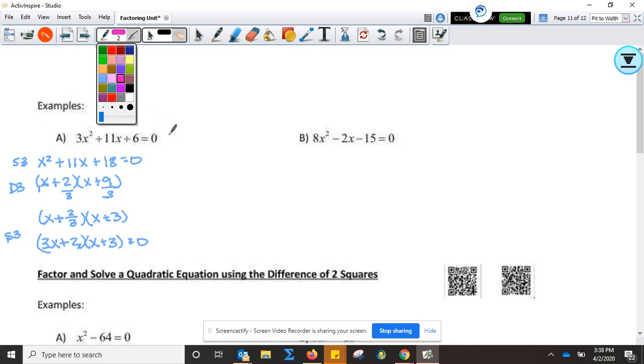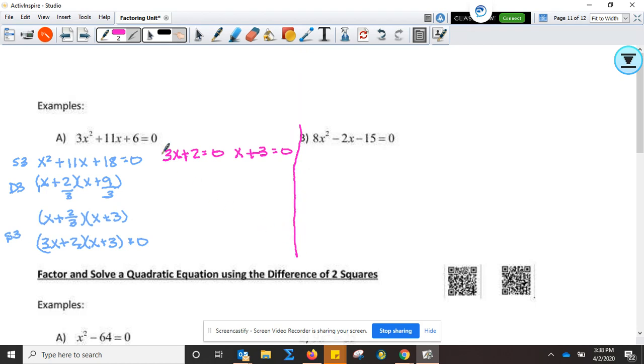So I'm going to set each one of those equal to 0. So 3x plus 2 equals 0, and x plus 3 equals 0. All right, subtract 2. I get 3x equals negative 2. X equals negative 2/3. Okay, over here, subtract 3. X equals negative 3. So your solution would be negative 3 comma negative 2/3.